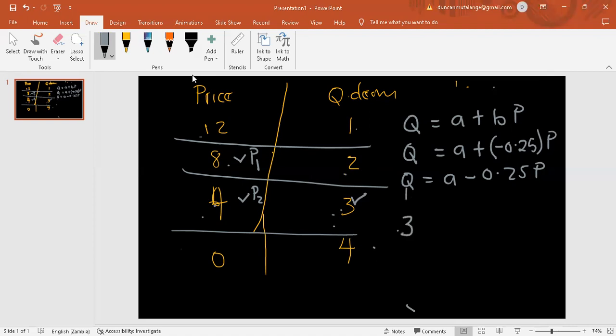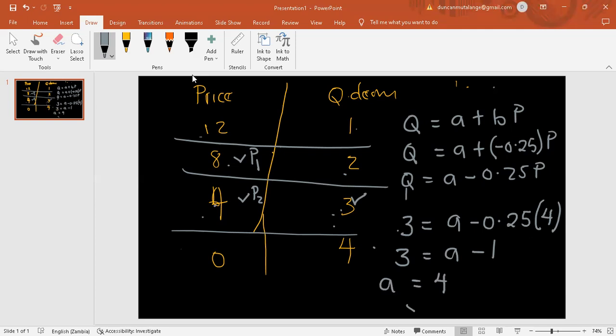I can say 3 is equal to A minus 0.25N. Then what is my price? The price when the quantity is 3 is 4. So when it is 4 right there, I can find my N now. So 0.25 times 4 gives me 1. So this is just the same as having 3 is equal to A minus 1. Then you can take the 1 to the other side. That means our A is equal to what?